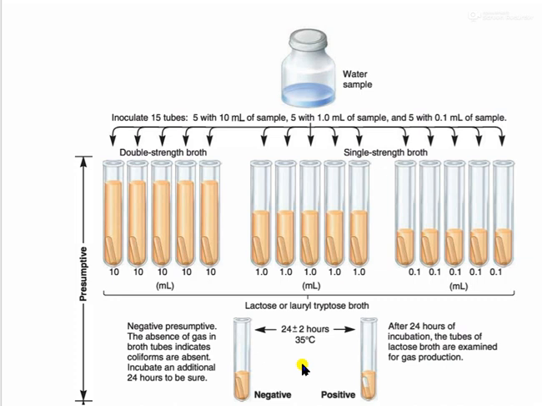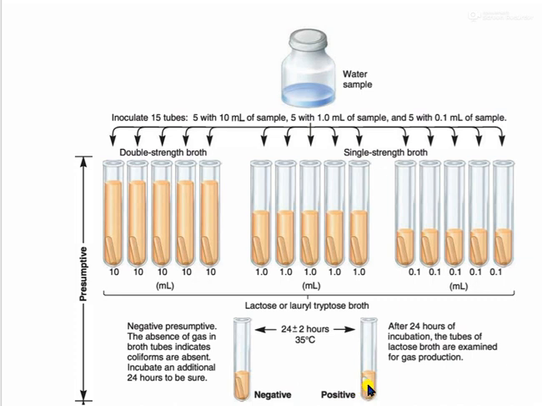And if it is positive, what would happen? Acid production could be found, which could be determined by the change in the color. You will add an indicator which will show whether an acid has been formed or not. And then if gas has been formed, this is called the Durham's tube. You can see a small tube within the test tube, that is called the Durham's tube.